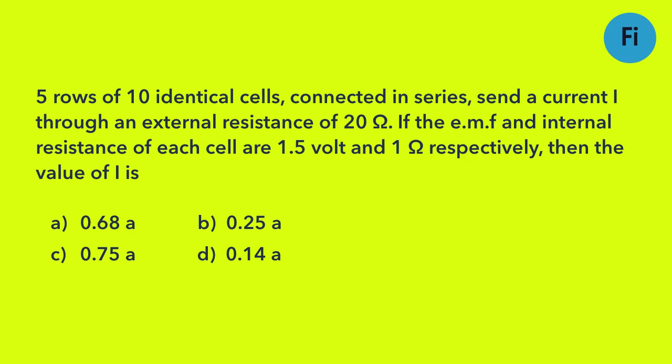The next question says 5 rows of 10 identical cells connected in series send a current I through an external resistance of 20 ohm. If the EMF and internal resistance of each cell are 1.5 volt and 1 ohm respectively, then the value of I is.